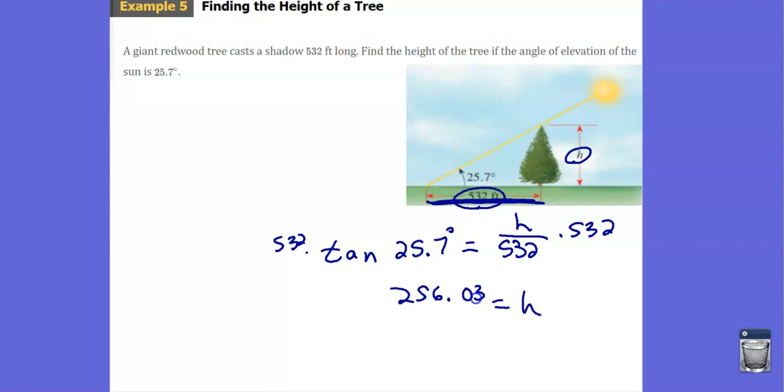So we have the height of the tree is approximately 256.03 feet in the air. That's trig functions working with right triangles.